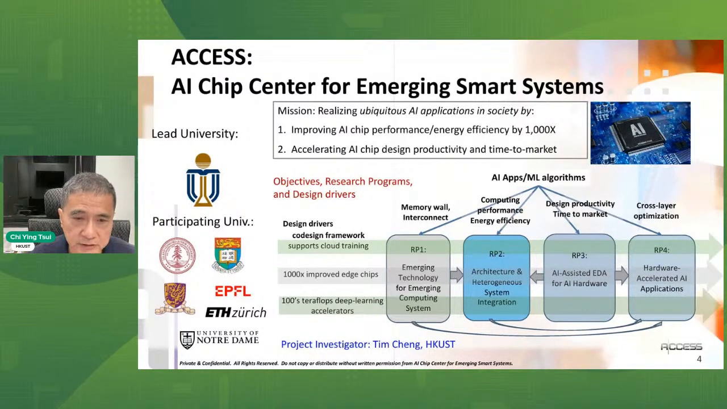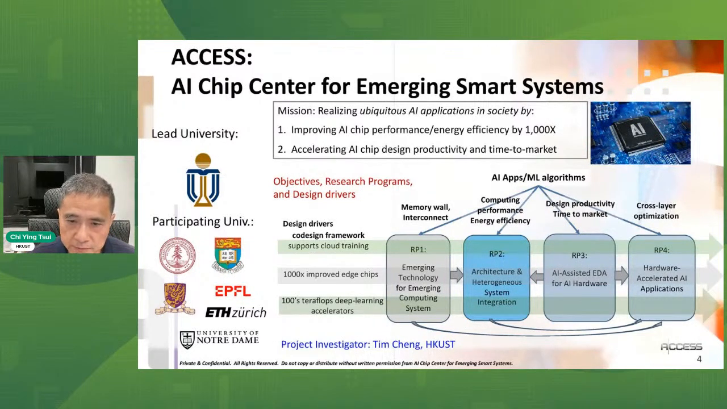It is an international consortium, mainly led by HKUST, but with other local universities, including the Chinese University of Hong Kong and Hong Kong University, and also Stanford, EPFL, ETH, and Notre Dame. These universities have faculty involved in this research center. We have 4 research programs that look at the problem of how to design the next generation of AI hardware.